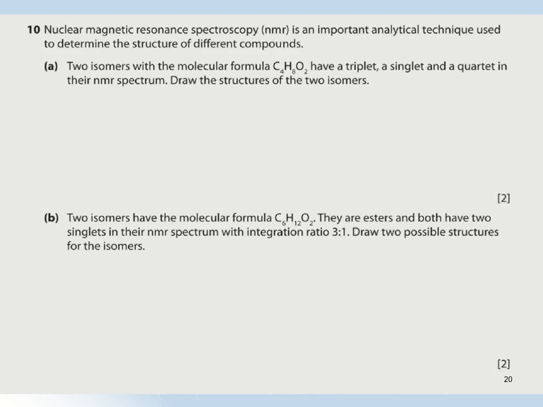NMR, okay, 2 isomers of NMR which have a triplet, a singlet and a quartet. Right. So first thing I'm thinking here, that's going to be a carboxylic acid, okay, or ester. Right, so let's have a look. We've got 2 isomers. We have to have a triplet, a singlet, and a quartet. Let's go for the carboxylic acid.